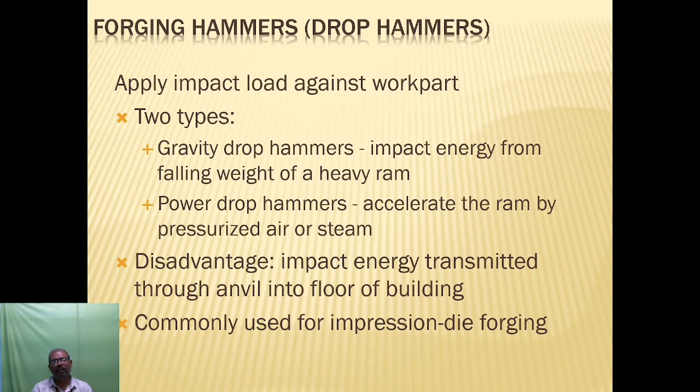Disadvantage is impact energy is transmitted through anvil into the floor of the building. The vibration will take place. It will affect the work and machines. It's commonly used for impression die forging.